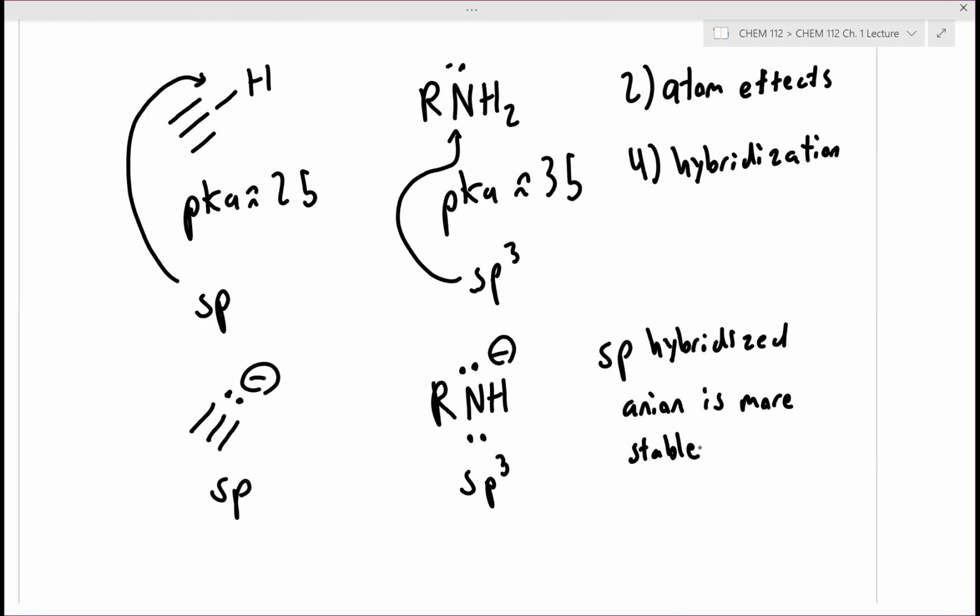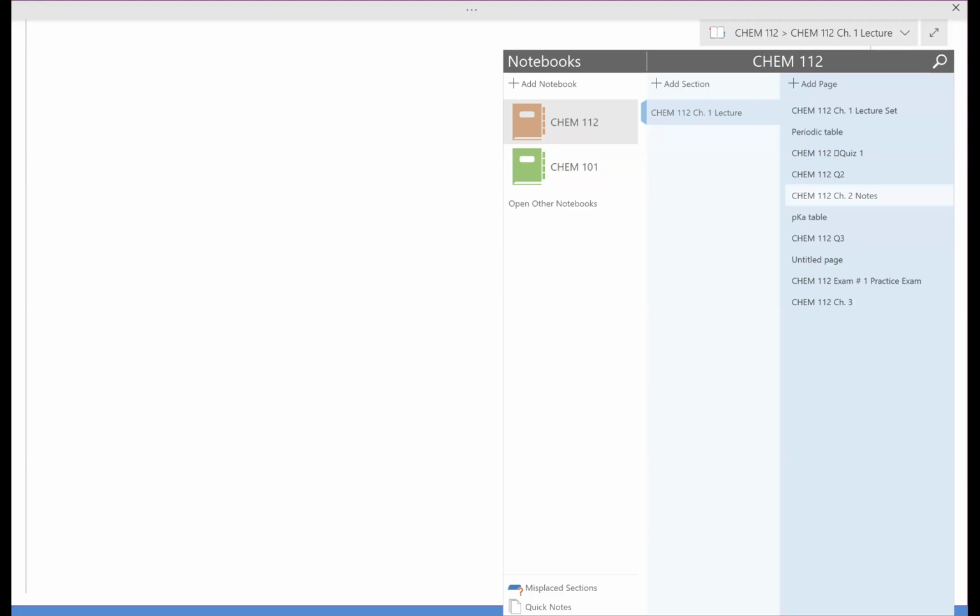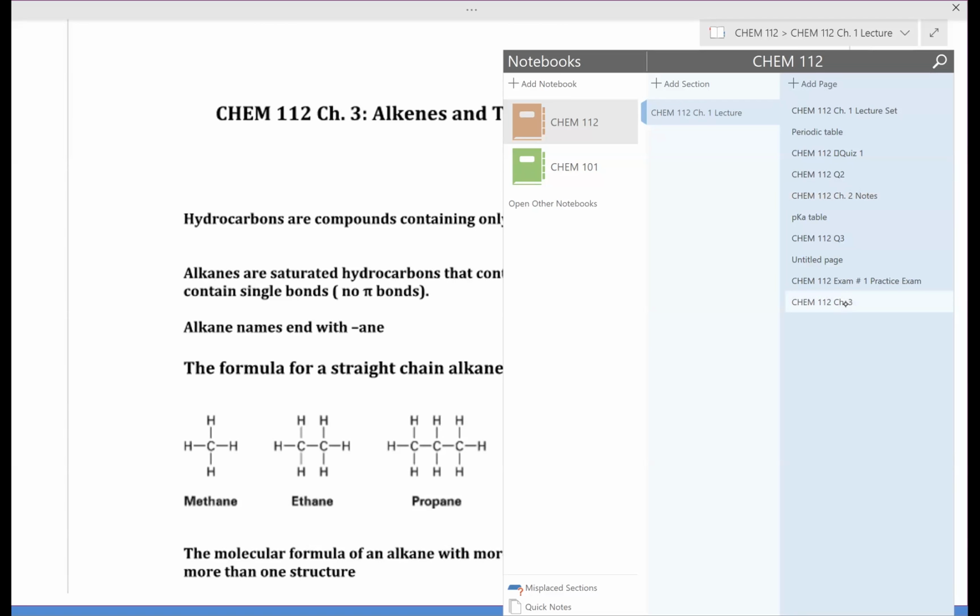Let's now look at a few other exceptions. There are a few other practice examples that we have in the supplemental notes. We'll save those for you to work on at home, and we're going to move on now to chapter 3, which has additional supplemental topics.